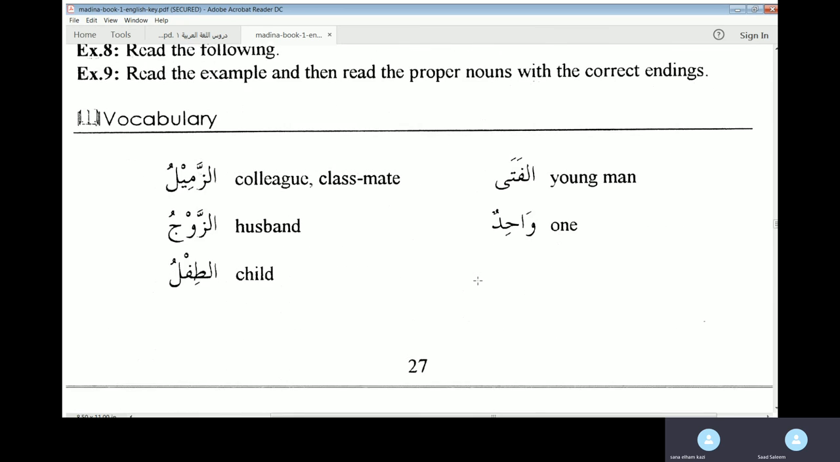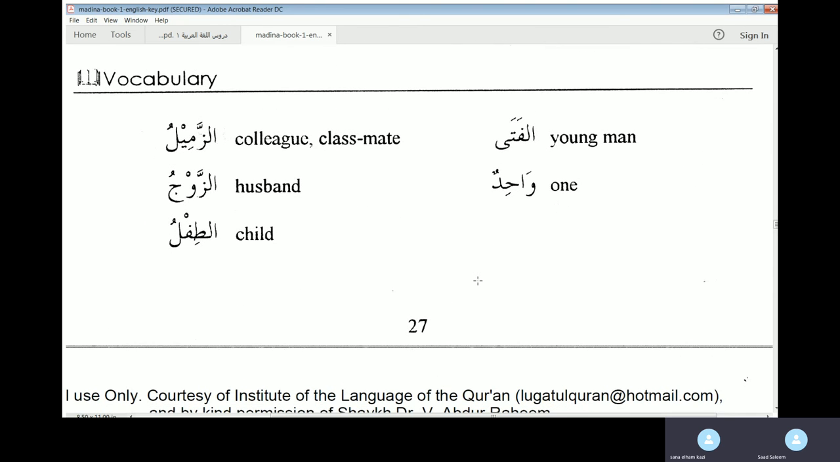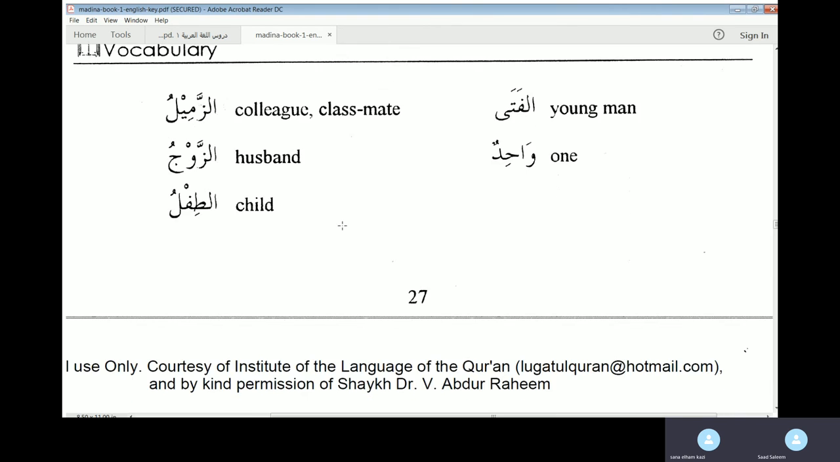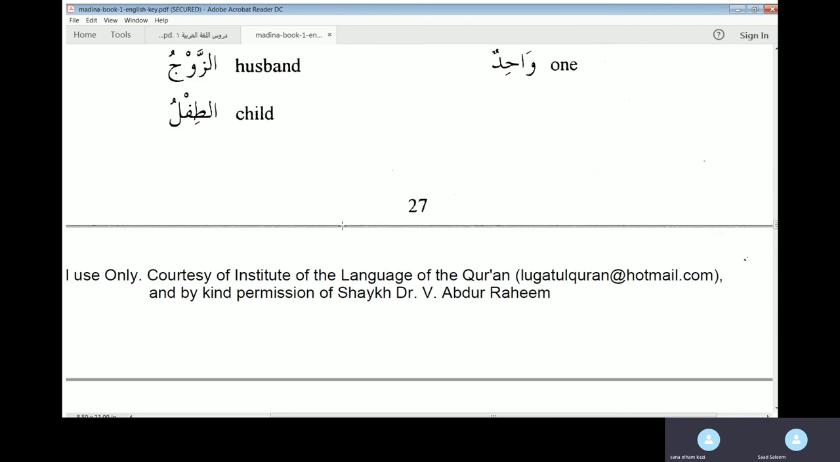And vocabulary. Al-fata, young man. This ya doesn't have dots. Wahidun, one. Az-zamilu, colleague, classmate. Az-zawju, husband. Al-tiflu, child.